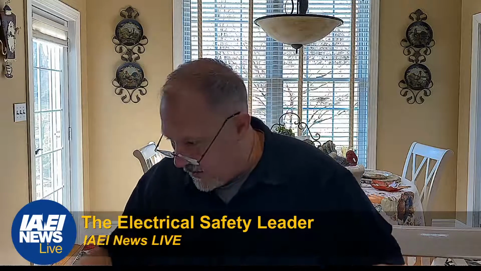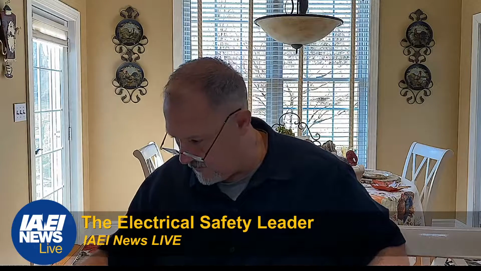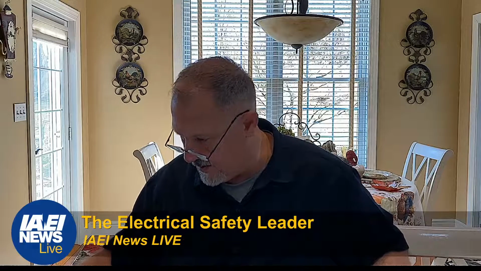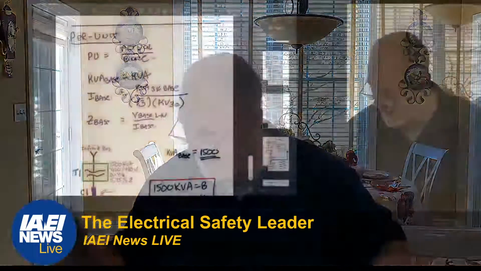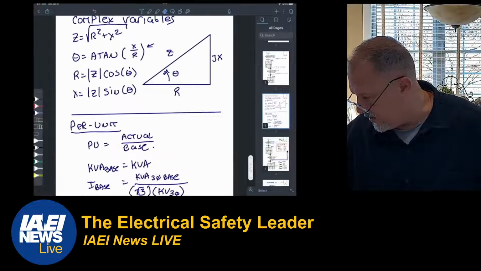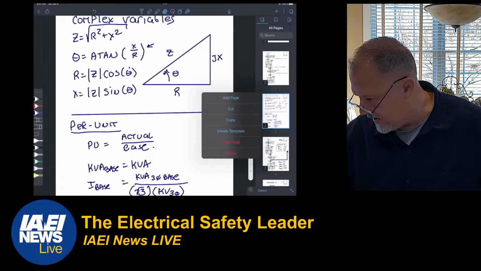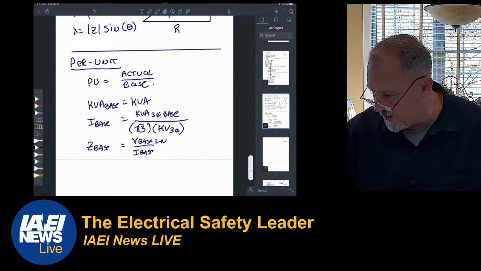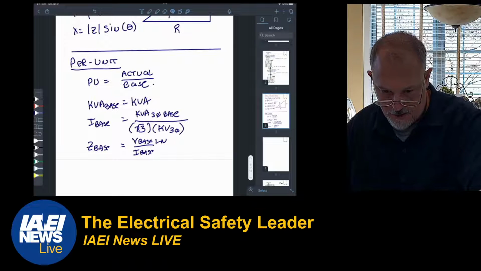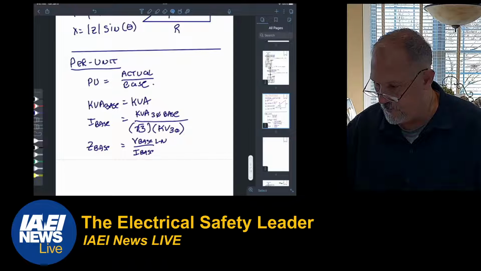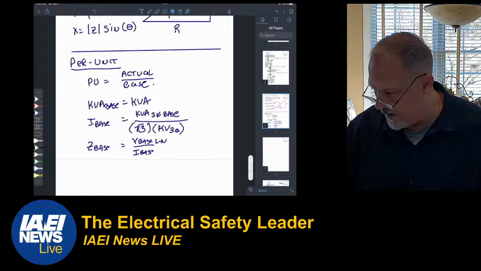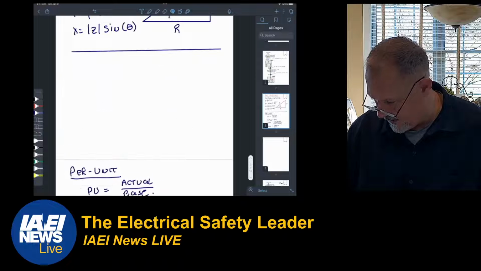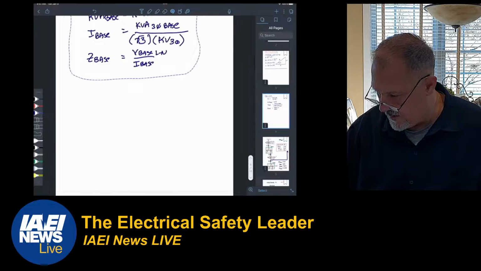All right, so where's my key equations? I'm going to add another sheet here. Add a page. I'm going to do per unit on this page. This is what we do. We copy this, and we're just going to move it down.